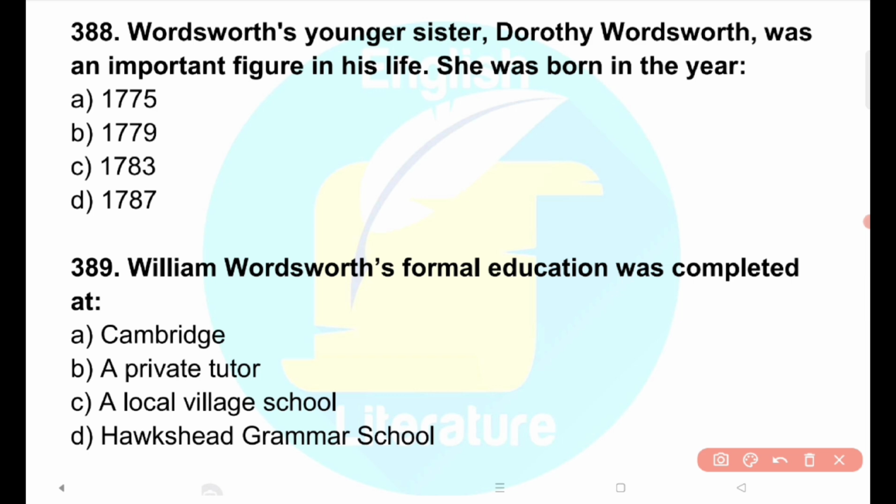William Wordsworth's formal education was completed at option A, Cambridge. Wordsworth studied at St. John's College, Cambridge, from 1787 to 1791, and he earned a BA degree.